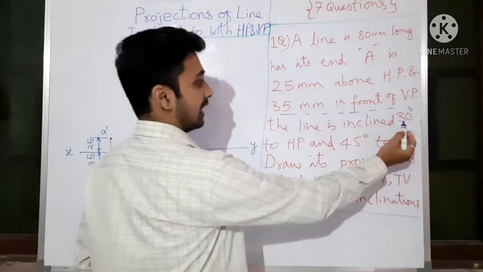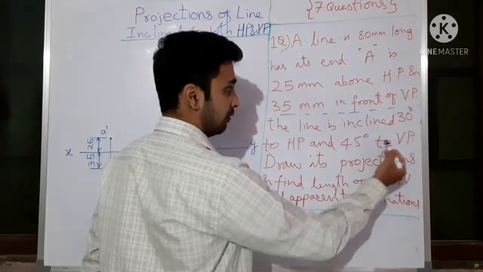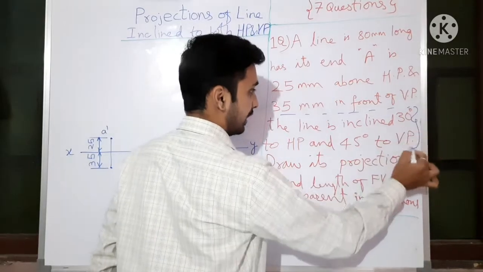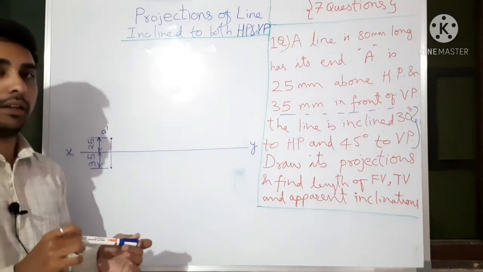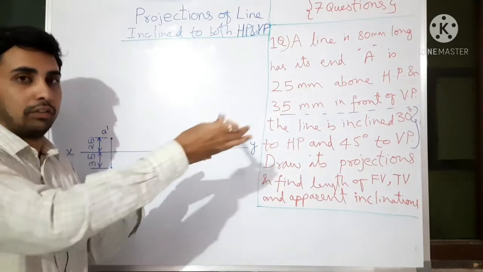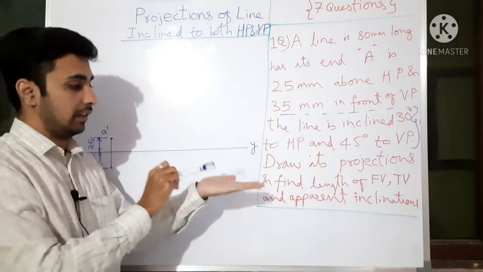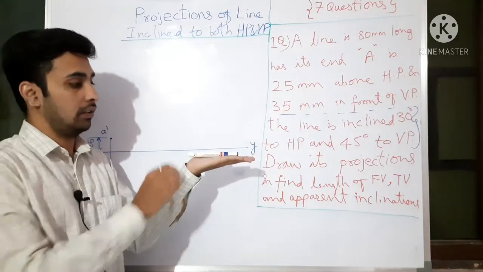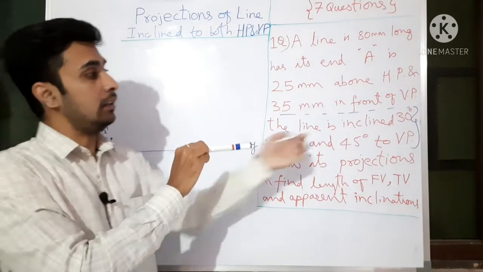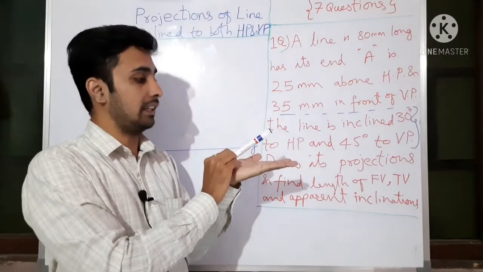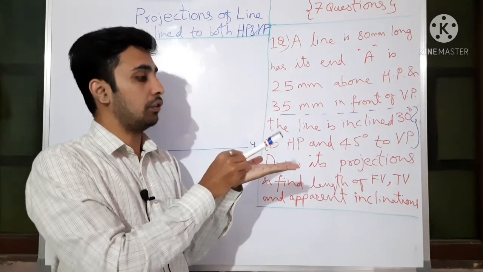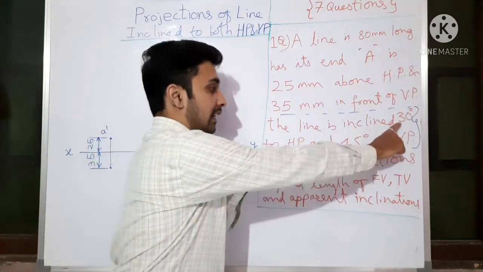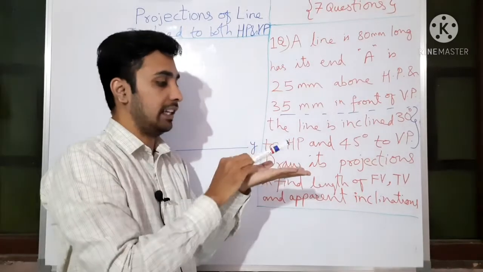Now the line is inclined 30 degree to HP and 45 degree to VP. So now this portion we need to concentrate. Line parallel to HP will be like this. Assume this is HP, horizontal plane, and this you can treat as VP, vertical plane. So line parallel to HP like this. Line inclined 30 degree to HP means assume like this, 30 degree. If a line is perpendicular to HP it is like this, perpendicular, parallel. Now here it is inclined 30 to HP. So 30 degree like this.